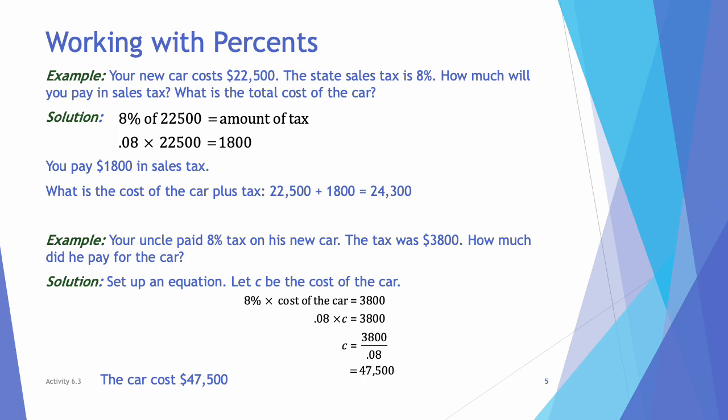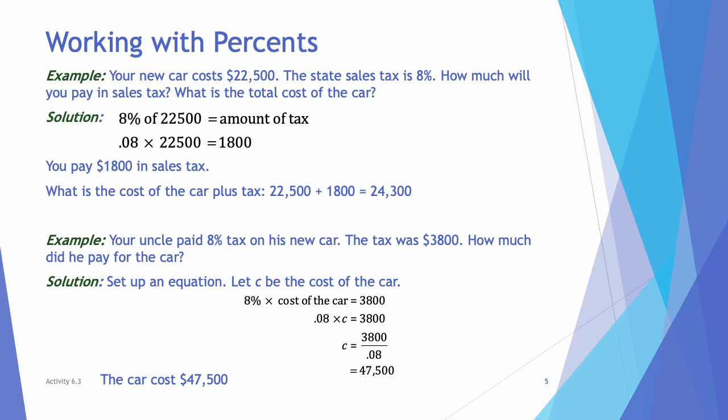In the second example, your uncle paid 8% sales tax on his new car. The tax was $3,800. How much did he pay for the car? Well, let's set up the equation. Let C be the cost of the car. So the equation would be 8% times the cost of the car would equal $3,800.